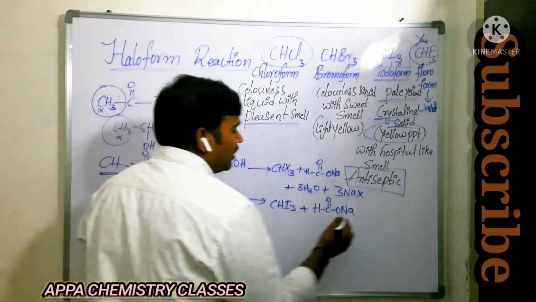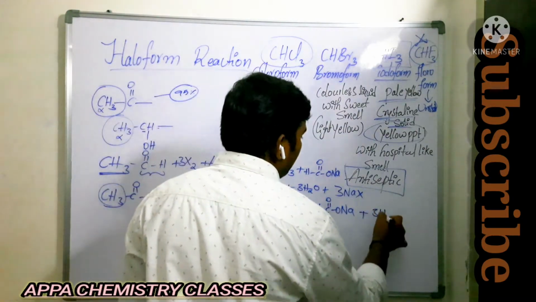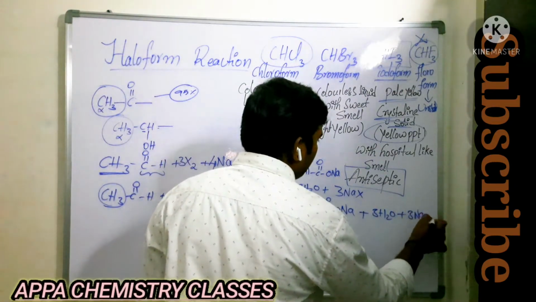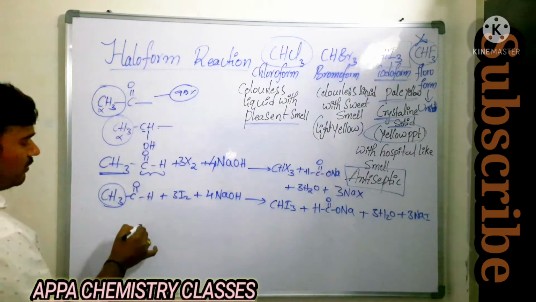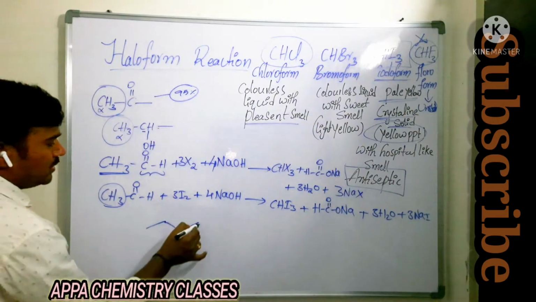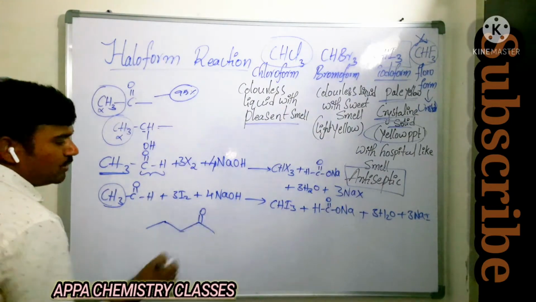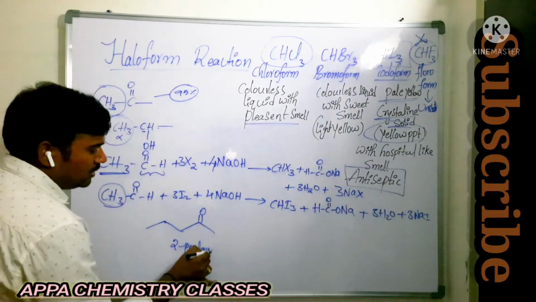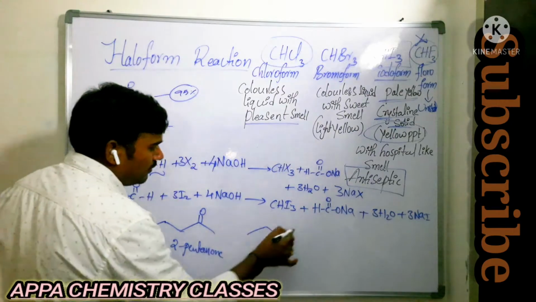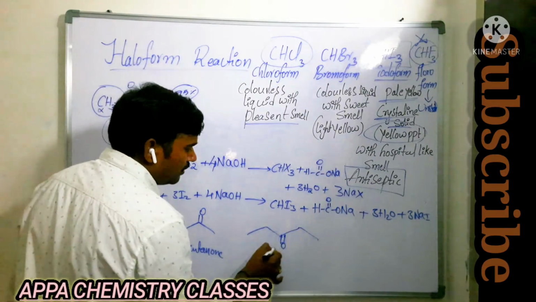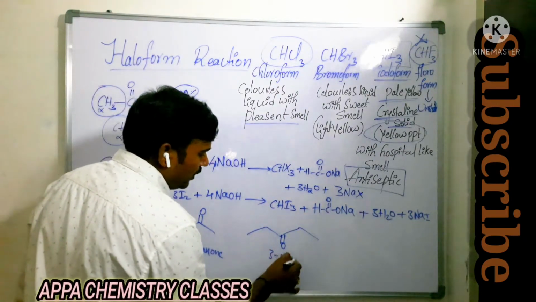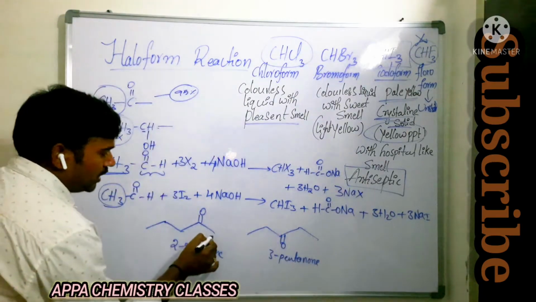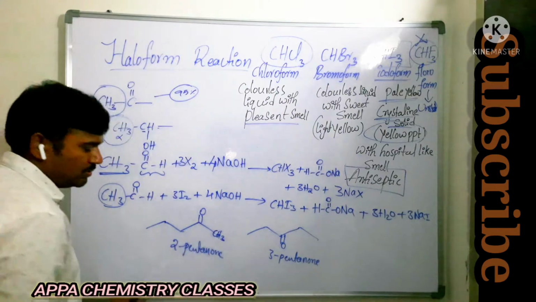Along with this, we are going to get 3 moles of water plus 3 moles of sodium iodide. Now take, for example, this is 2-pentanone, and this is 3-pentanone. This 2-pentanone contains the CH3 group.